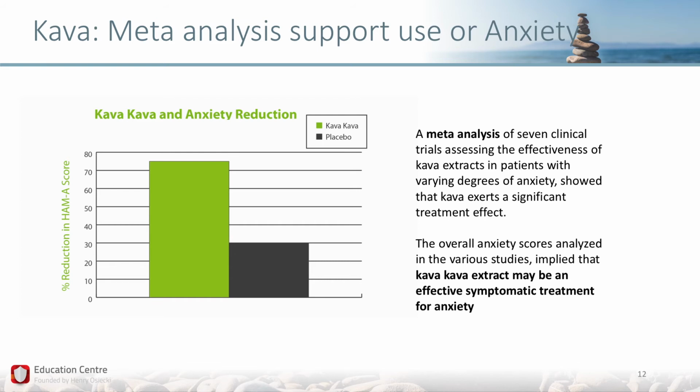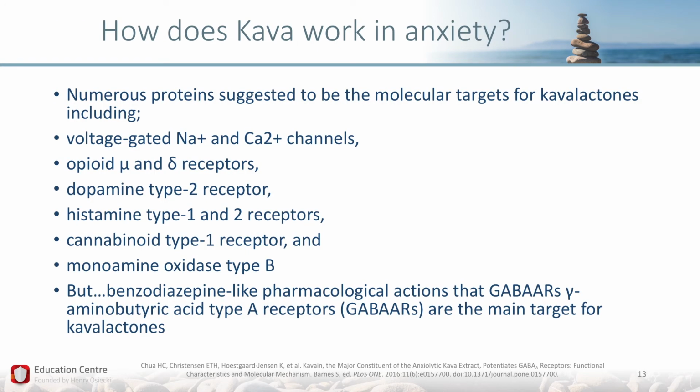So meta-analyses are quite useful tools. They do have their downsides, but they have a very positive side. And this particular one, one of the early ones that came through, showed very significant impacts when they compared Kava to a placebo. It had a very, very much higher percentage of impact. So in a way, they saw Kava extract as being effective for symptomatic treatment of anxiety.